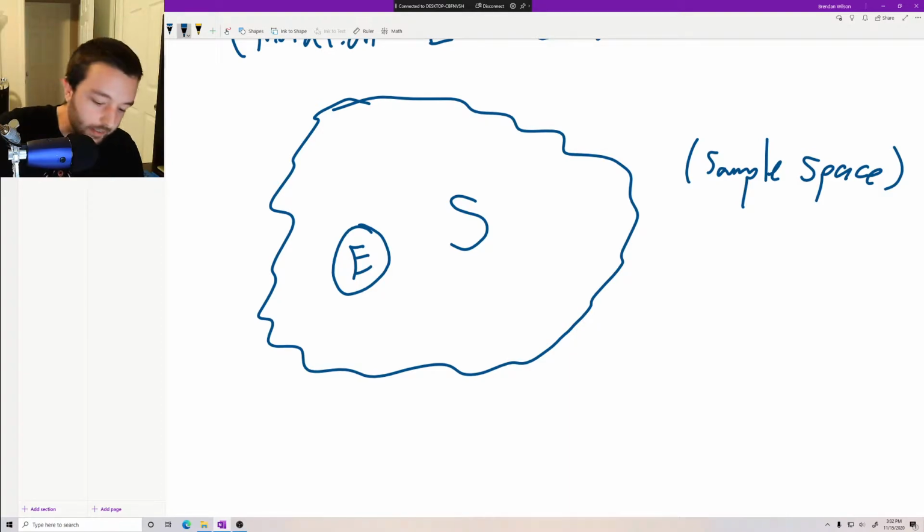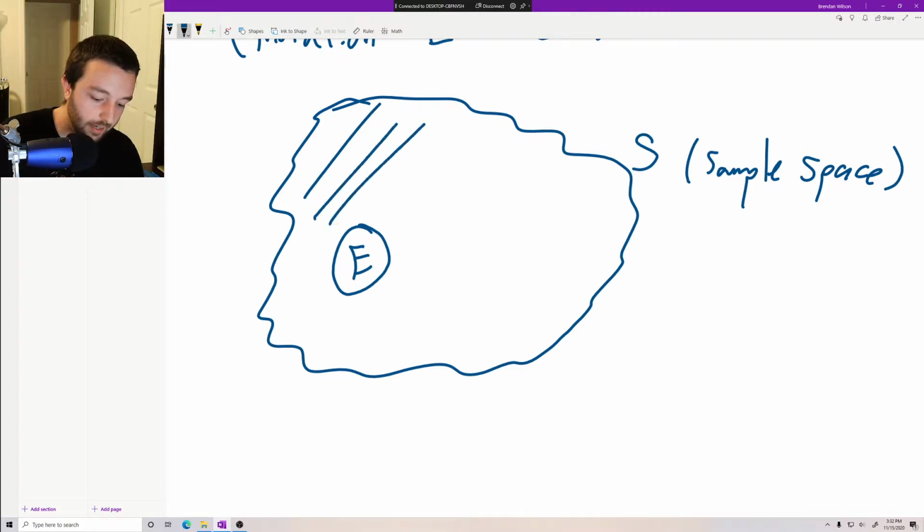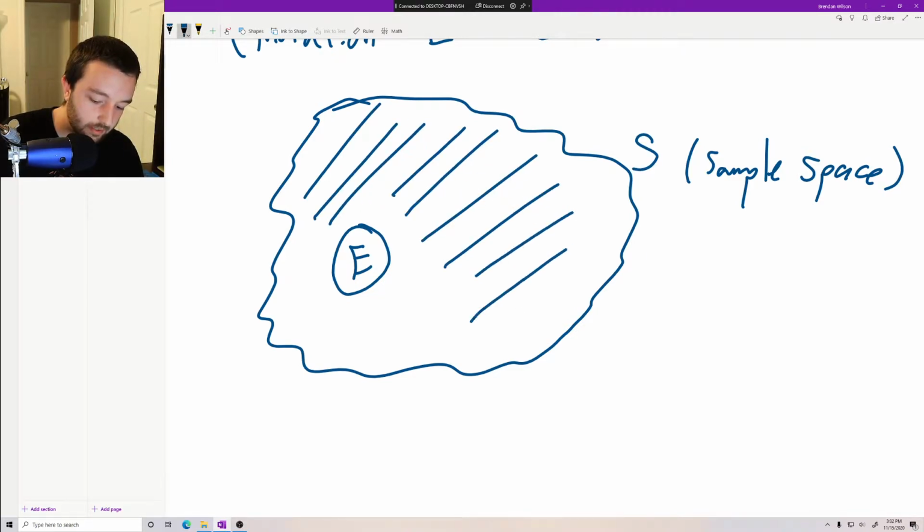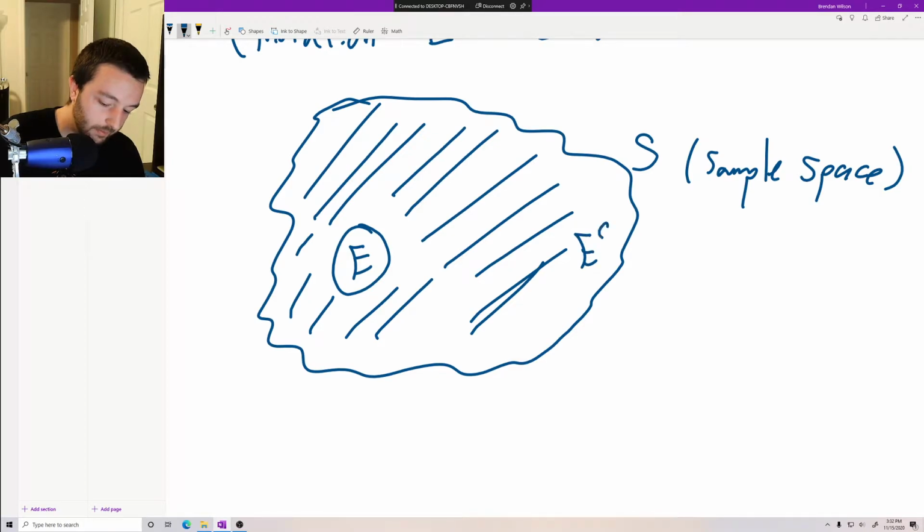So if that's E, then the whole part outside of E is going to be E complement, which, like I just said, I'll write as E bar. So if that is E, then the rest of it is E bar.